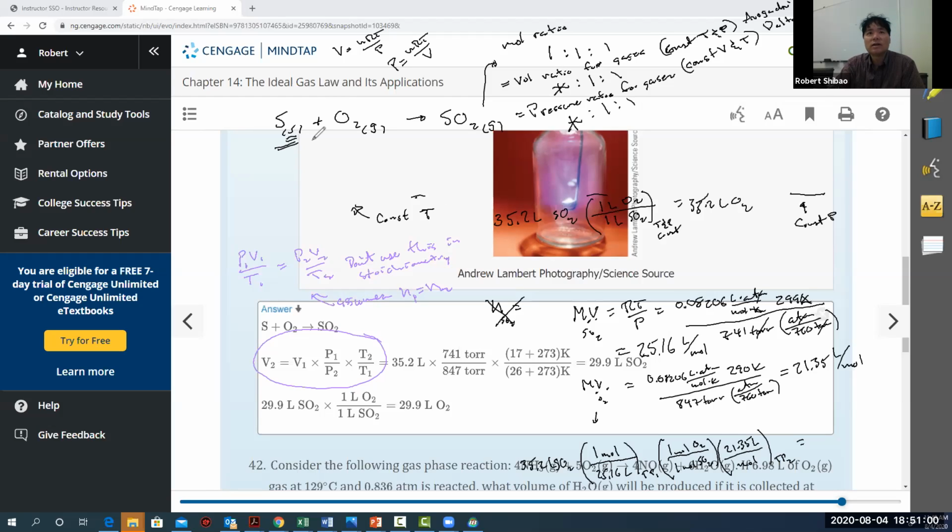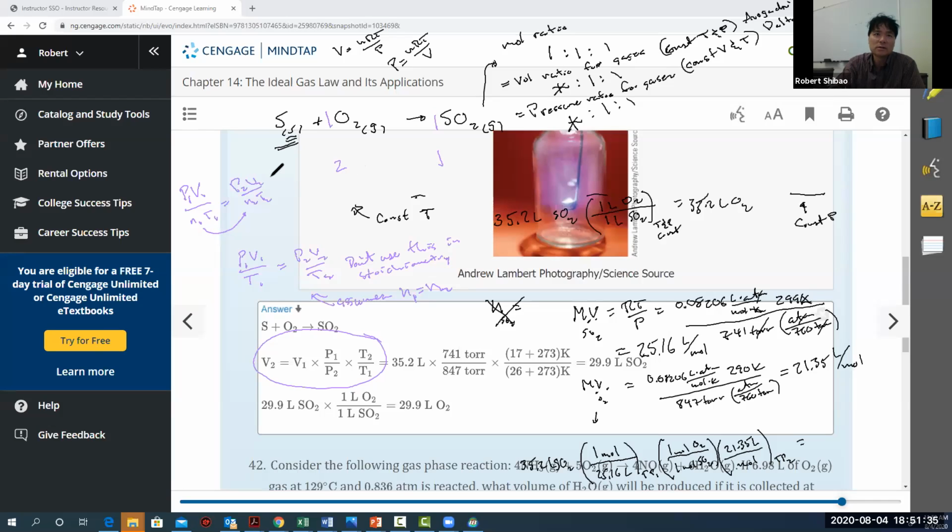In this case, N1 is equal to N2 because it's a 1-to-1 mole ratio. But what if it were, let's say, a 2-to-1 mole ratio? If it were a 2-to-1 mole ratio and you use this equation, it's wrong. You'd have to use the combined gas law I gave you guys. And then you'd have to do a stoichiometry calculation to deal with it. It would be P1 V1 over N1 T1 is equal to P2 V2 over N2 T2. And so the moles of gas changed in going from reactant to product.